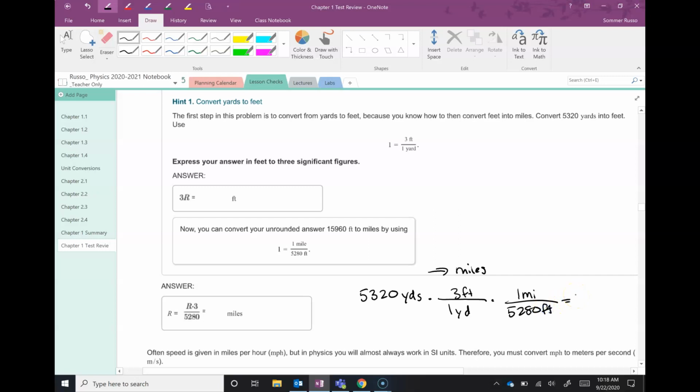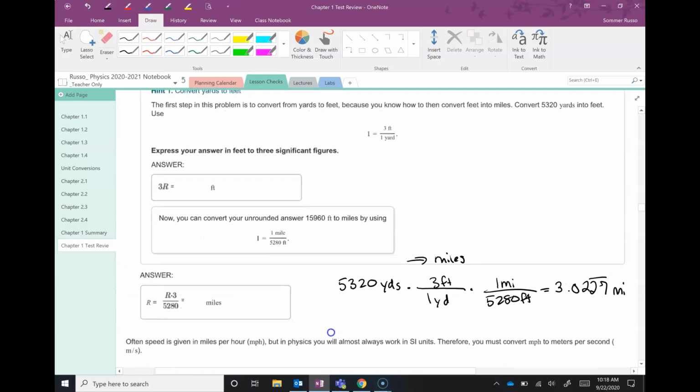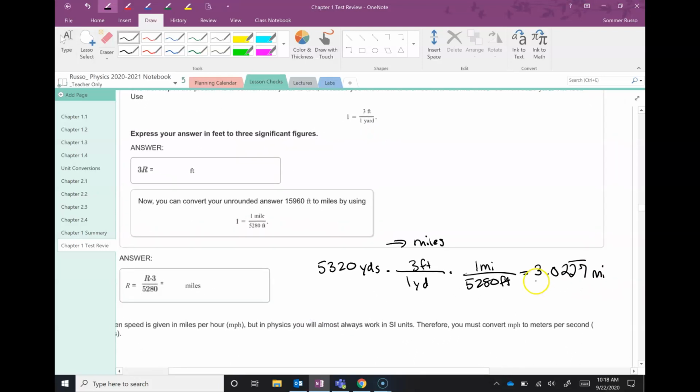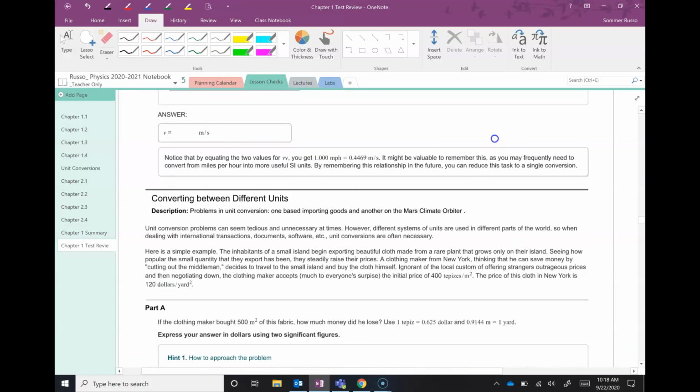So 5,320 times 3 divided by 5,280 gives me 3.0227, and that 27 repeats. Let me not drop my units, that's miles. We do want our answer in 3 sig figs. So to 3 sig figs, that's going to be 3.02 miles. All right, that same process is going to follow for the next several.